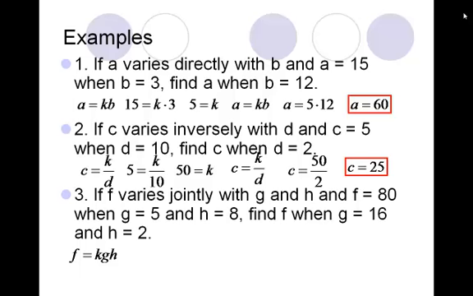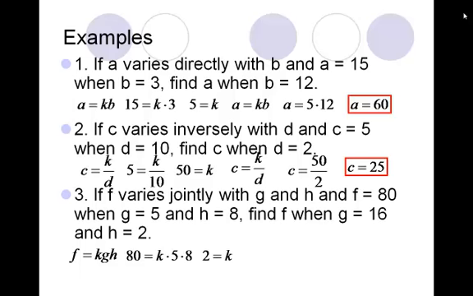So stop right there and put those in. F is 80, G is 5, H is 8. And we can solve for K, so we're going to stop right here and solve for K. 5 times 8 would be 40, and 2 times 40 would be 80, so K is 2.